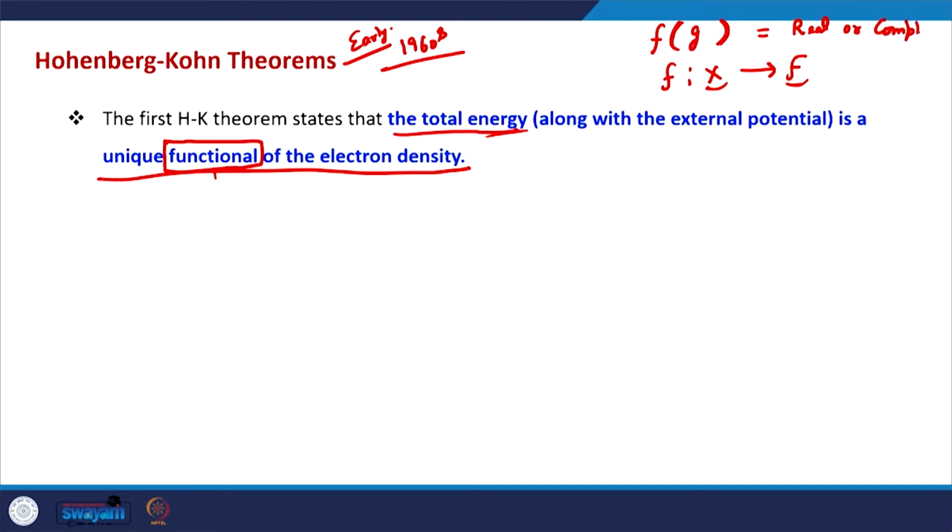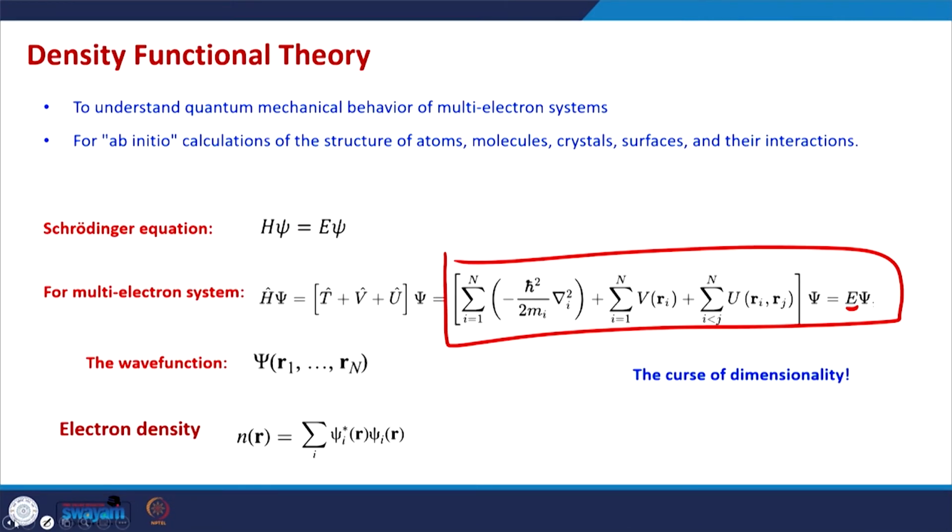That's known as the functional. So what this first HK theorem says is that the total energy is a unique functional of the electron density. And that's where this second term in this DFT comes from. So it deals with electron density and it deals with the energy functional, because energy is a functional of the density, which means the energy of the electrons is a function of electron density function.